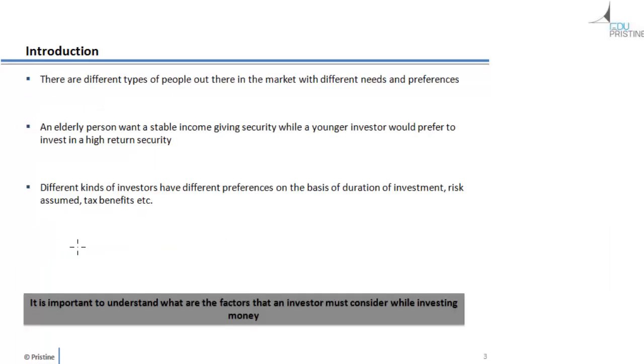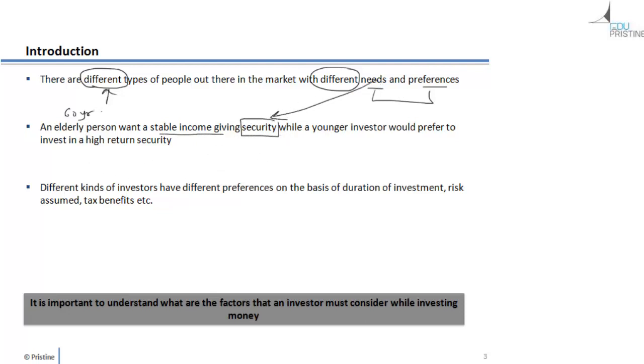Moving to the first substance, or should I say the introduction part of it. Now it's a very generally written slide, which basically talks about the fact that there are different types of people. It says that there are different types of people out there in the capital market with different needs and preferences. We are going to talk about each need and preference in detail later, and it gives an example which says that an elderly person, let us say 60 years old, wants a stable income giving security. So one of the needs is security.